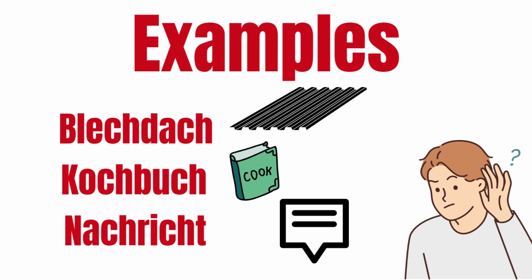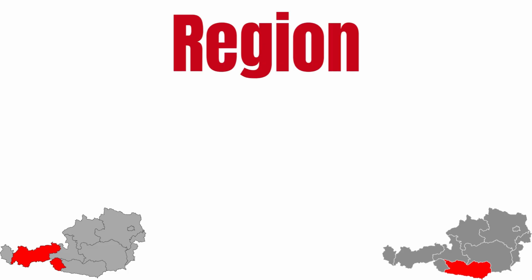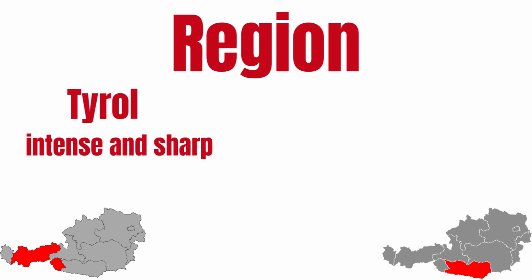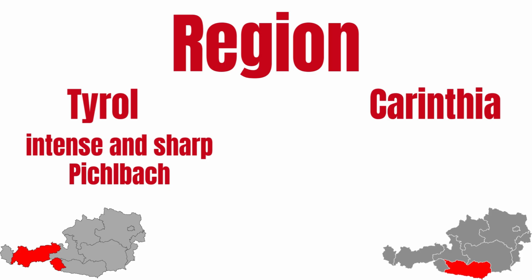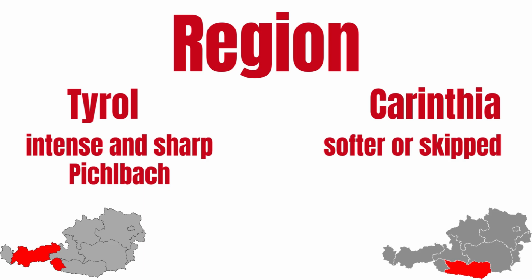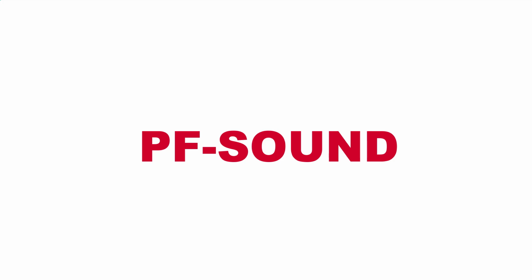Now that we covered the basics, let's explore how the pronunciation of CH can vary depending on the region in Austria. In Tyrol, the CH sound is often more intense and sharp. People from this region tend to give the CH sound a very pronounced and slightly harsher quality. For example, Licht, Bichelbach, Blechdach, and so on. In Carinthia, on the other hand, people often soften the CH sound or even skip it entirely in some words. In this region, Küche, which means kitchen, might sound as Kühe, or lächerlich, which means ridiculous, could sound like lächerli. Now let's turn to the PF sound.